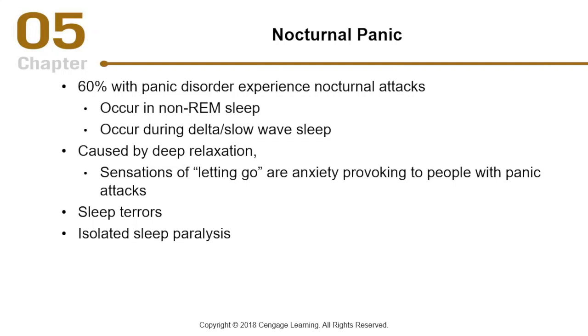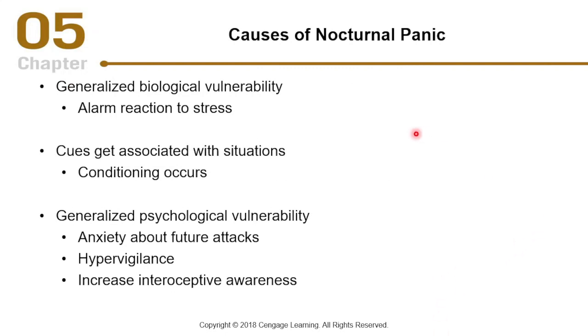So, again, that's it. Okay, so what are the causes of nocturnal panic? So, we have a generalized biological vulnerability, so alarm reaction to stress, and cues associated with situation, like for example, conditioning. So, pag naiisip mo bago ka matulog, or pag naging ganun na nga, or pag naging condition reaction mo na nga, so likely mangyari siya ulit. And then anxiety about future attacks, it can be also caused by that. And then hypervigilance, yung tipong hanggang sa pagtulog mo anxious ka pa rin. And of course, increase in interoceptive awareness.